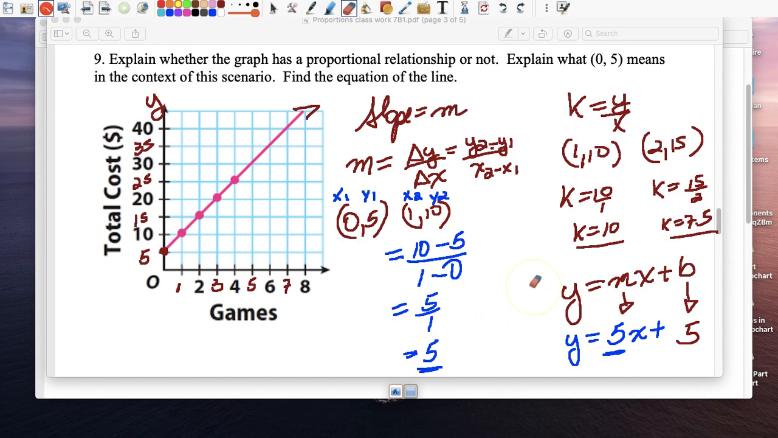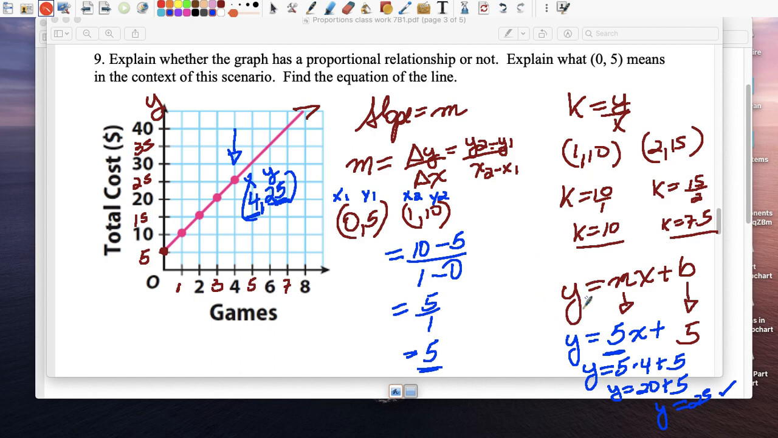So let's prove that this actually works. Let's take this point right here. This point is 4, 25. So what does this mean? It means that when x is 4, so when you play 4 games, your y, which is your output, shows that you spent 25 bucks. Well, plug it in. y equals 5 times 4, which is 20, plus 5, and y equals 25. Is that true? Yeah, look. When you play 4 games, your total cost ends up being 25. It works.